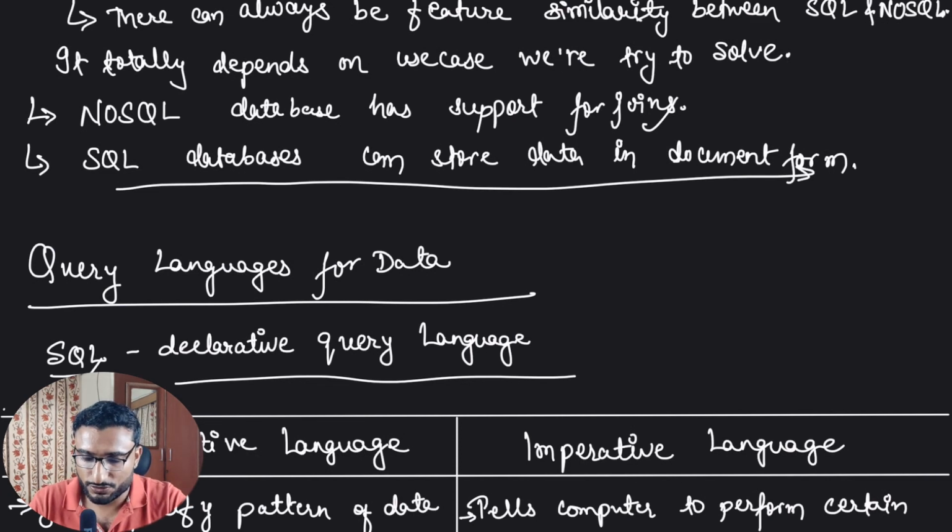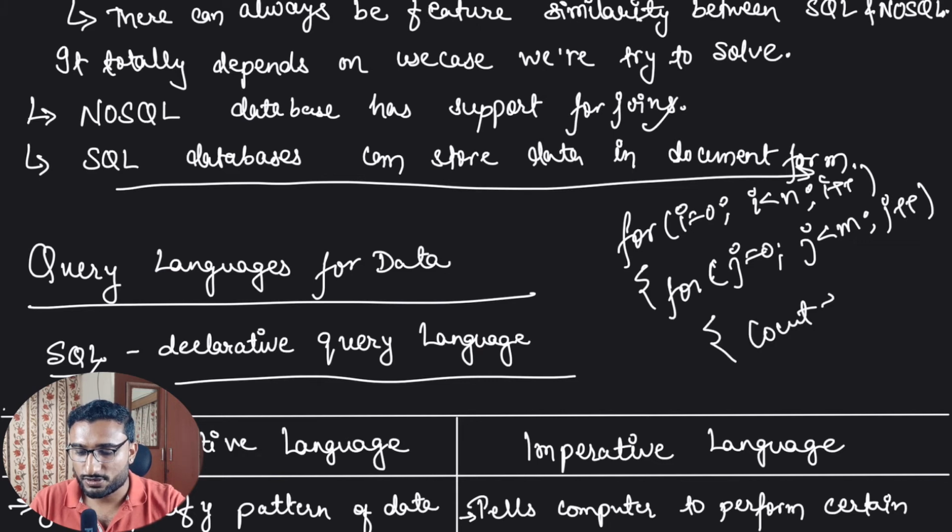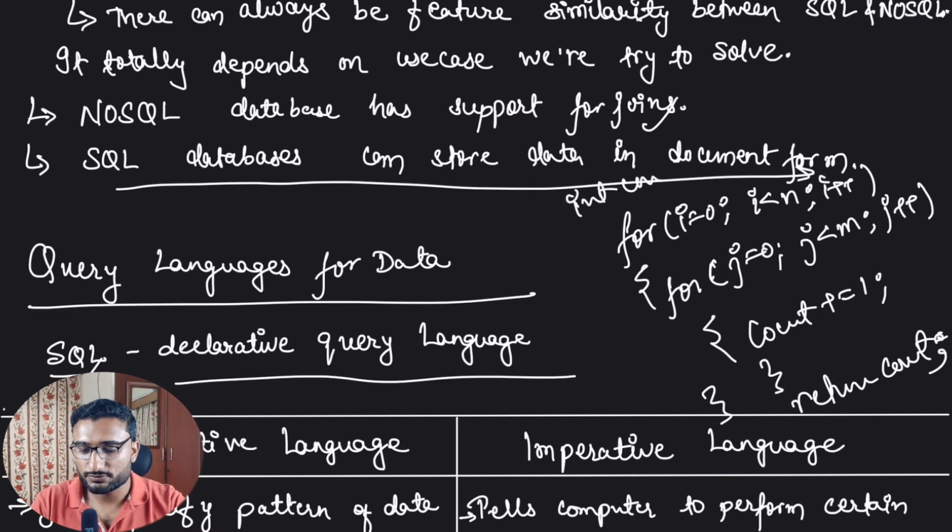I have written one piece of code: for i equal to 0, i less than n, i plus plus. Then we have another loop: for j equal to 0, j less than m, j plus plus. Here you increase count plus equal to 1, and you are returning count. You have initialized int count, and the function is given n and m. Don't say the code is wrong; the function is written above and this code will run fine. The parameters n and m are coming in, and we have to return the count.